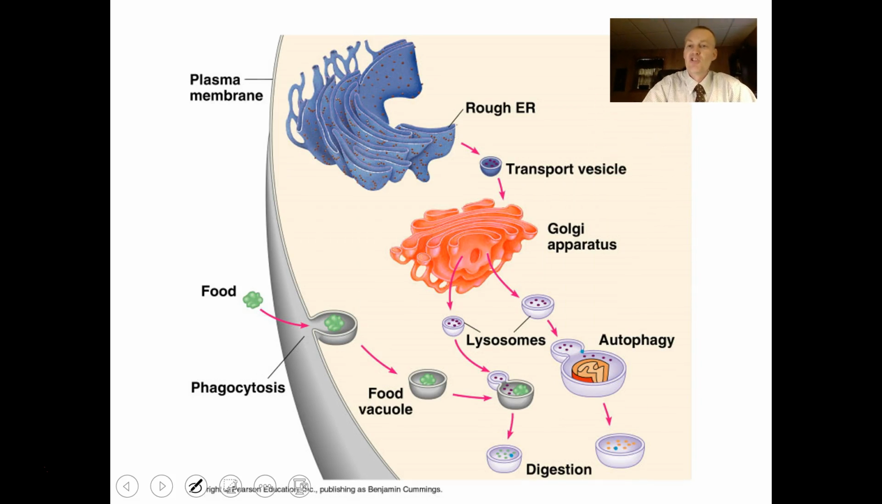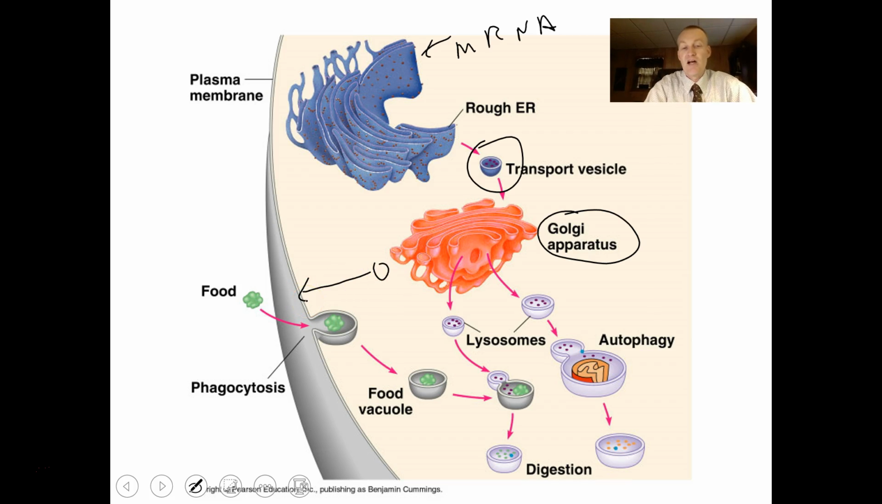This is just showing you some of the concepts we just talked about. So the messenger RNA carries blueprints to the ribosomes of the endoplasmic reticulum. The rough endoplasmic reticulum makes those proteins, transports them to the Golgi apparatus. Sometimes the Golgi apparatus will make transport vesicles that will transport things to the outside of the cell. Sometimes they make things like lysosomes, which keep the proteins inside the cell.